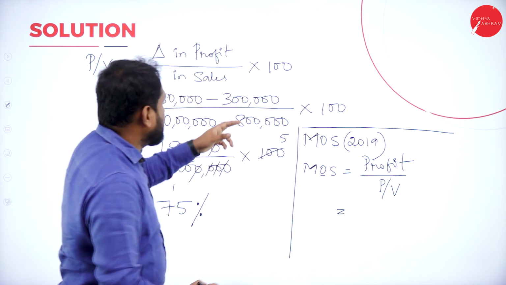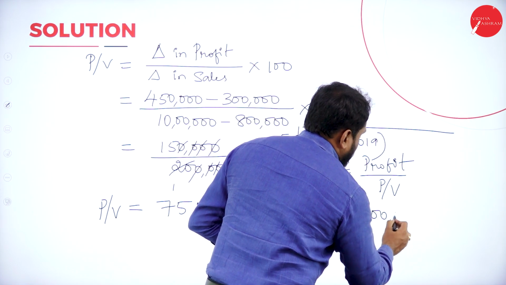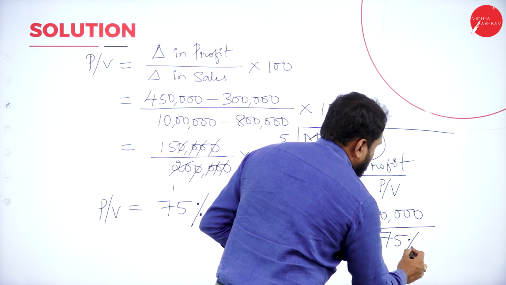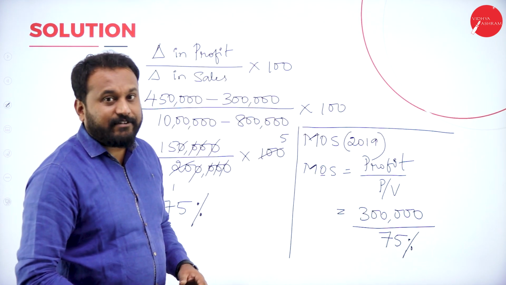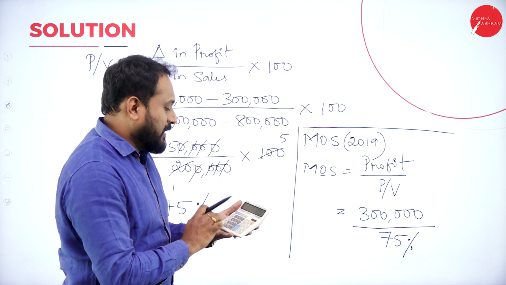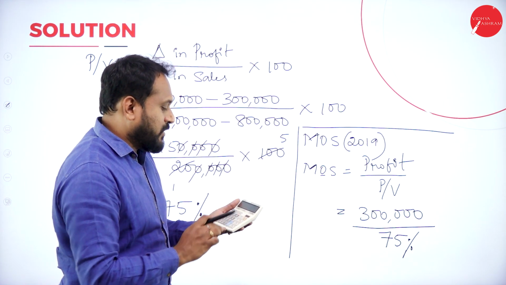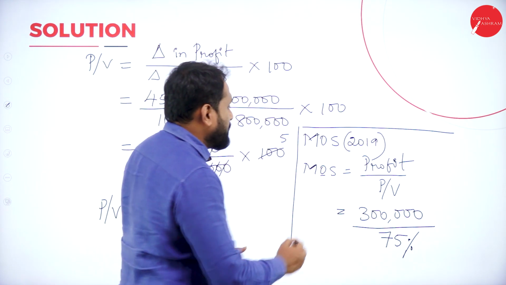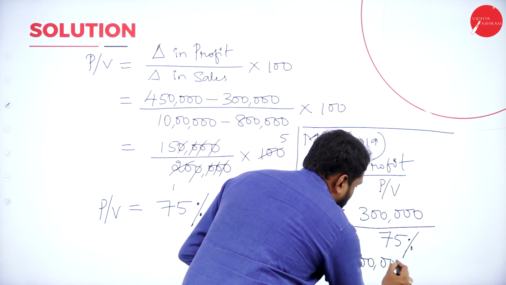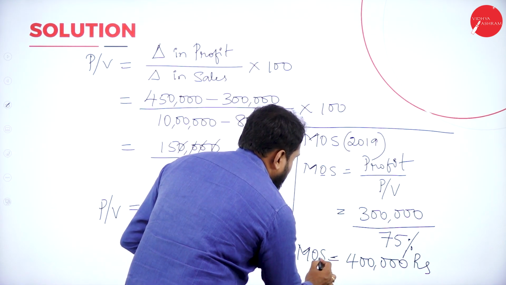Now what is our profit for 2019? You are supposed to check. See, 2019 profit is how much? 3 lakh rupees. Now I'll go with 3 lakh rupees, 3 lakh divided by 75%. If I go with that, again take your calci. You are supposed to type here 3 lakh, then divided by 75%. Now I got 4 lakh rupees. Now my MOS for 2019 is how much? Rupees 4 lakh. That is my MOS for 2019.